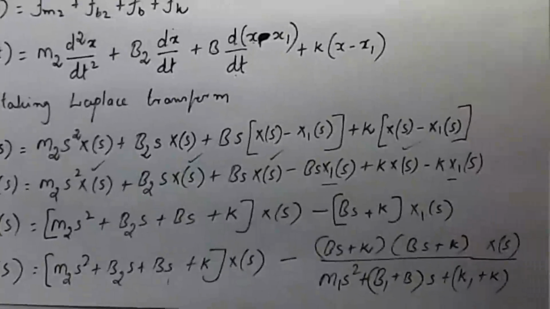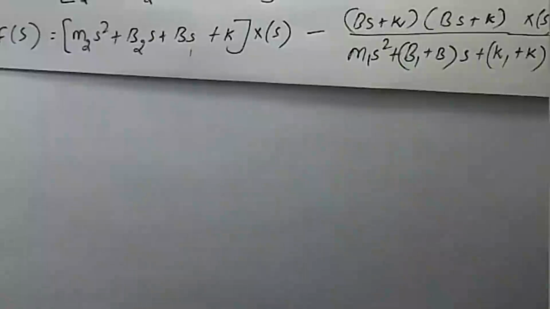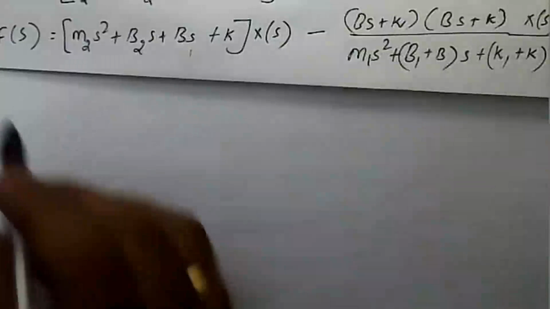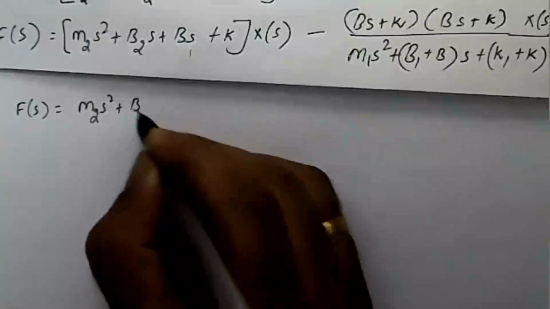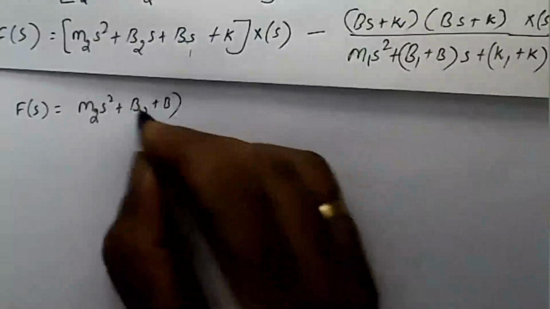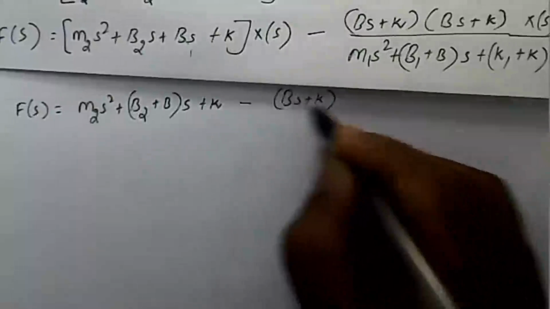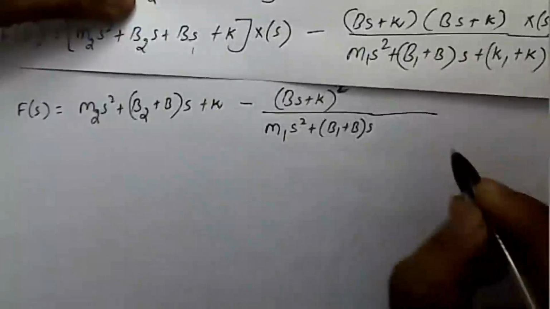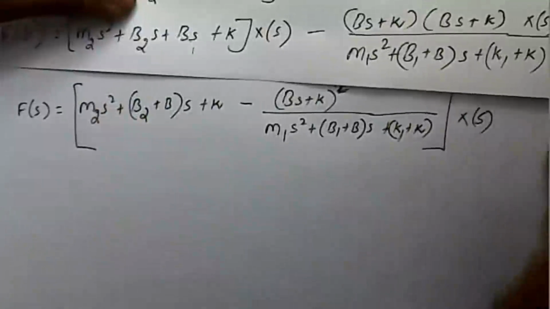Here both terms have X(s). Now take X(s) common. F(s) is equal to (m2 s squared plus (b2 plus b) into s plus k) minus (b s plus k) into (b s plus k), that is (b s plus k) the whole square, the whole divided by (m1 s squared plus (b1 plus b) into s plus k1 plus k), into X(s).